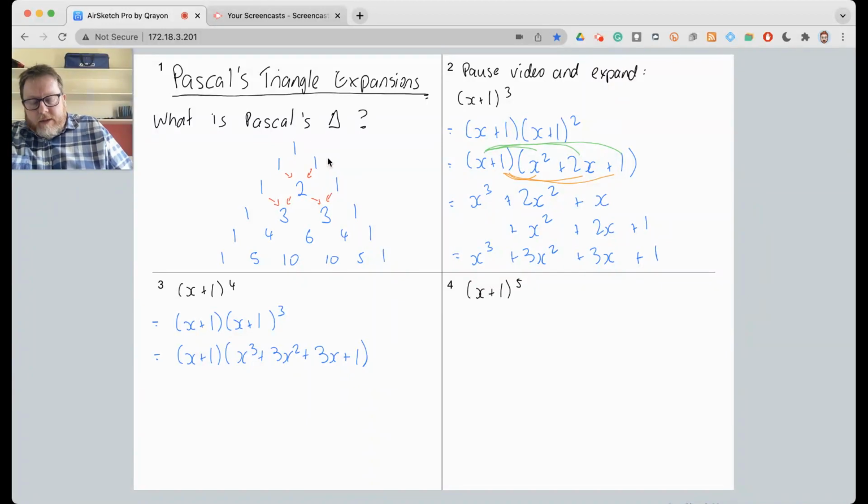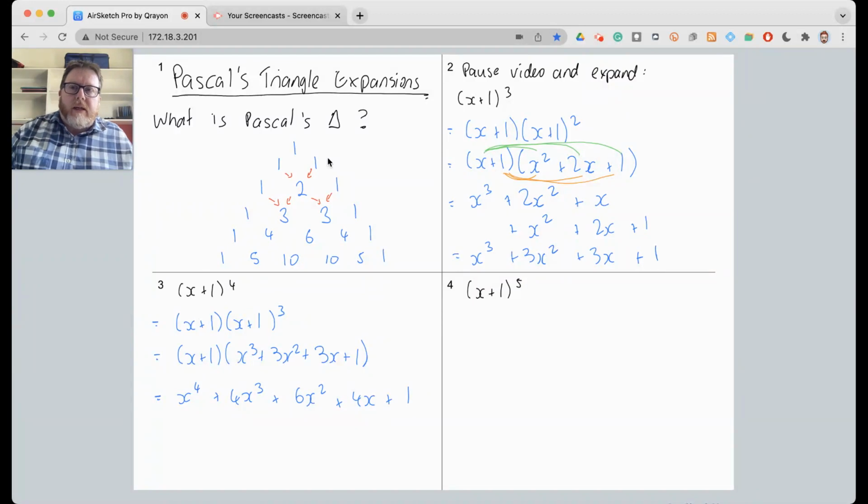Okay, let's see if you got the same answer as me. I'm not going to do all the slow working out. I'm just going to go straight to the answer here. So you should have got x to the power of 4 plus 4x to the power of 3 plus 6x to the power of 2 plus 4x plus 1. If you didn't get that, or you got lost along the way, make sure that you ask me questions in class so that I can help you out as we go along.